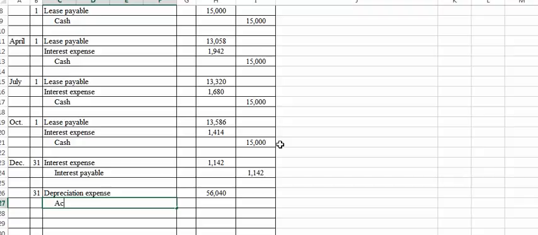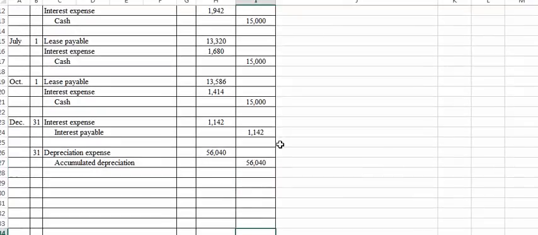And of course, we'll credit accumulated depreciation for the same amount. Let's try our calculation again though. It was $112,080 divided by the 2-year useful life, the useful life to this business is 2 years. So our depreciation expense, our adjusting entry there, is for $56,040.